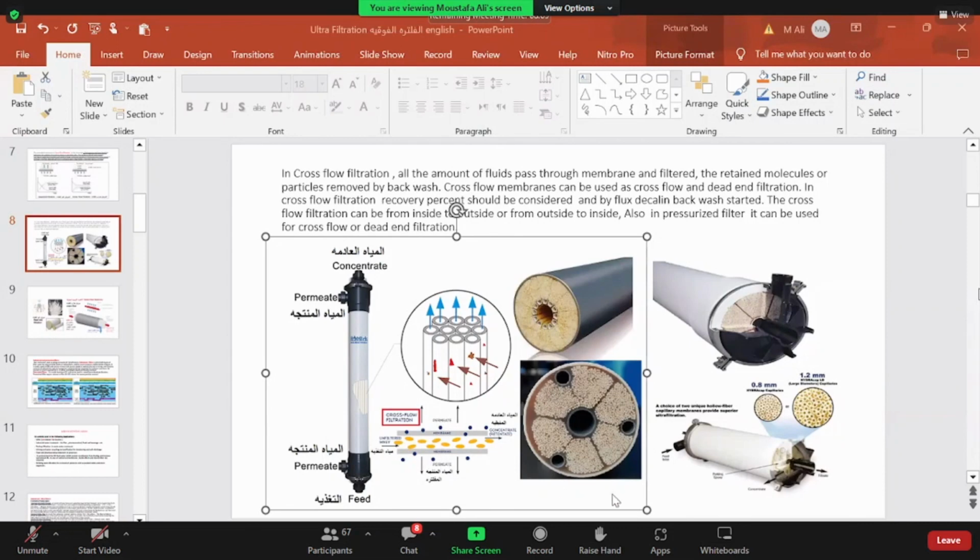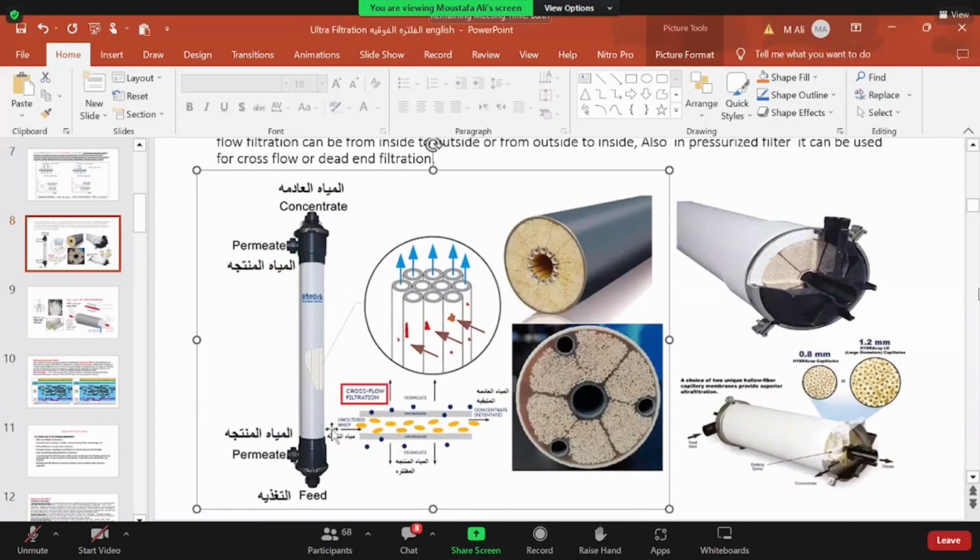Let's see the lower part here. I can make it a little bigger. We can see that the feed in such a case passes through the fiber itself, so it passes inside the fiber, and the filtrate starts to pass across the membrane surface from inside to outside. So this is the opposite of the first case.